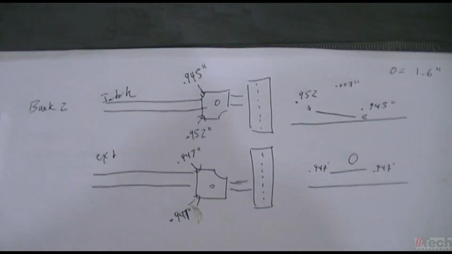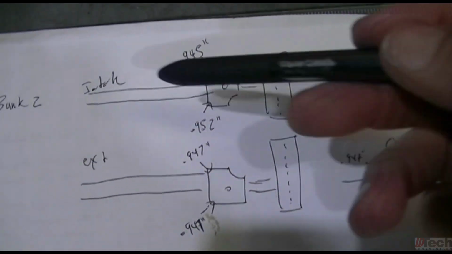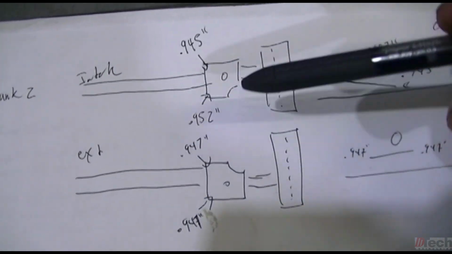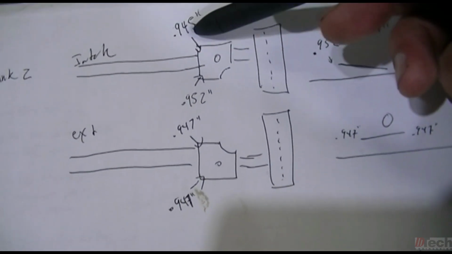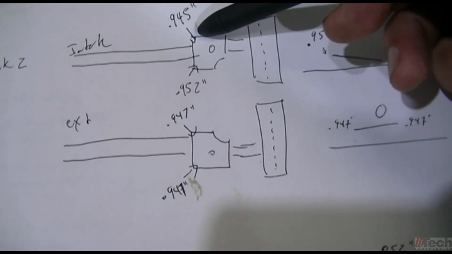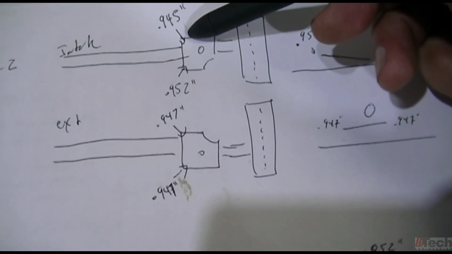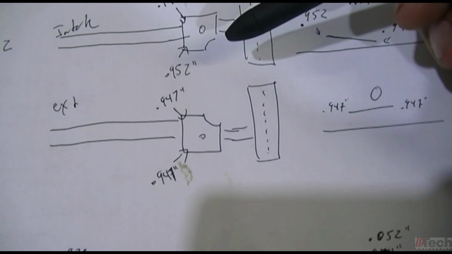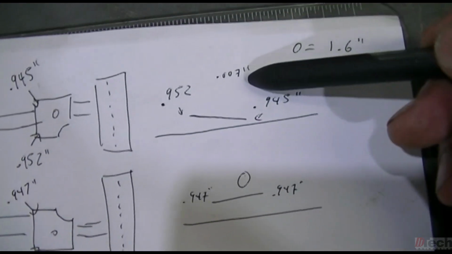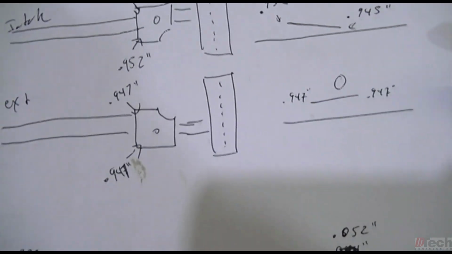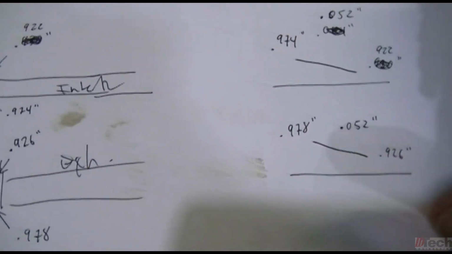We'll go with bank 2. And here's your intake cam and exhaust and the points where I measured. And so the point here, obviously, like I showed you, was 945, and then it tilted upwards to 952, which was a 7,000th increase. And this was flat out at 947.